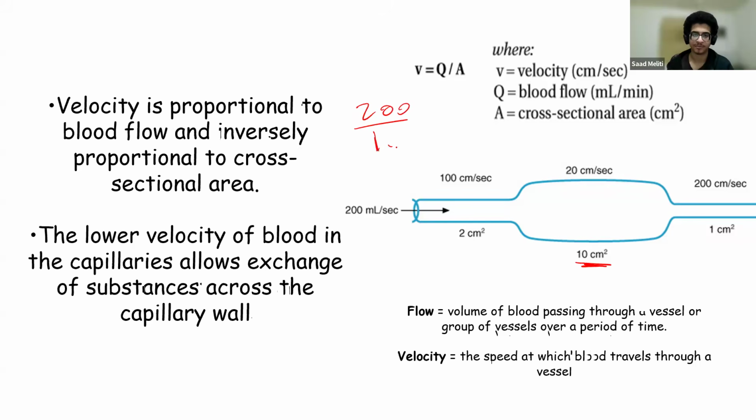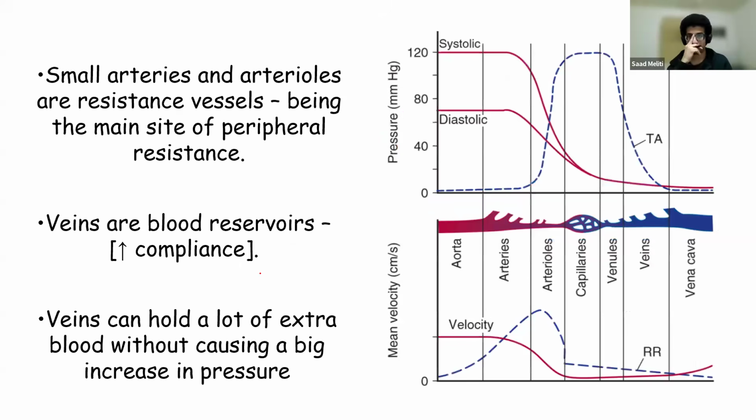Oh yeah, we divide by 10, which is the cross-sectional area. Divided by 10, and we get the answer of 20 centimeters per second. But that's all you need to know. This is important for the capillaries because the lower velocity of blood in the capillaries allows for proper exchange. Not just the total cross-sectional area helps in exchange, but also the slowing of the blood, because you need to give the blood enough time to exchange its nutrients. Okay, that's all you need to know from this part.